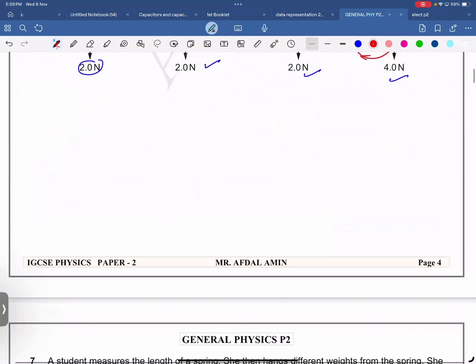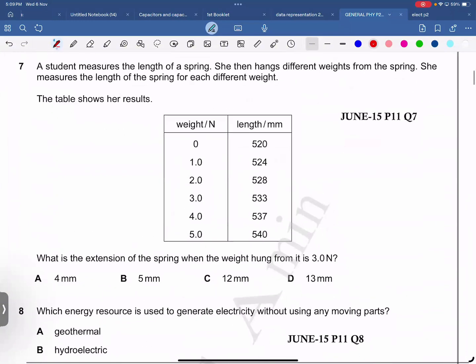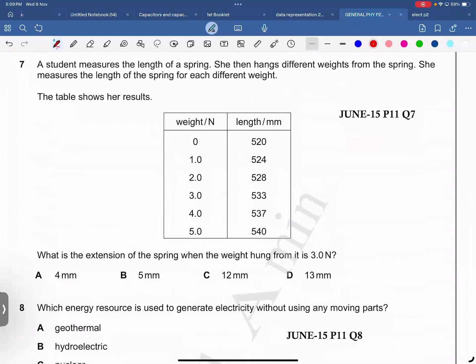Question number 7. A student measures the length of a spring. She then hangs different weights from the spring. She measures the length of the spring for each of the different weights. The table shows this. First look at this. How much is this weight? 0. When there is 0 weight, this 520 is called the original length.